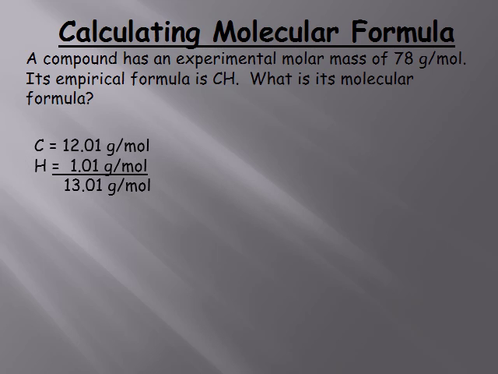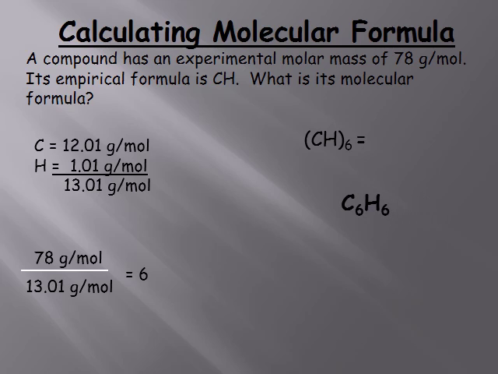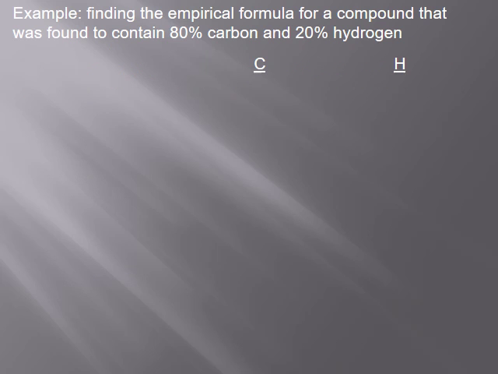Okay, welcome back. The first thing you have to do is work out the empirical formula's mass. So it'll be 12 plus 1 to give 13 grams per mole, and then find the ratio between the experimental mass and the molar mass. So it'll be 78 divided by 13, giving 6. So it's going to be CH, so you've got to multiply the number of carbons by 6 and the hydrogens by 6 to give a molecular formula of C6H6.